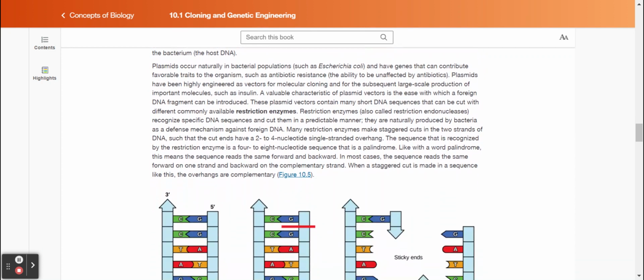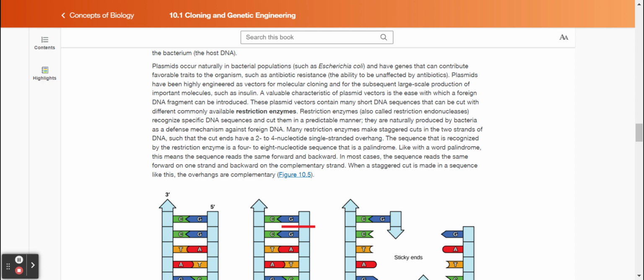Plasmids occur naturally in bacterial populations, such as E. coli, and have genes that can contribute favorable traits to the organism, such as antibiotic resistance, the ability to be unaffected by antibiotics. Plasmids have been highly engineered as vectors for molecular cloning and for the subsequent large-scale production of important molecules, such as insulin. A valuable characteristic of plasmid vectors is the ease with which a foreign DNA fragment can be introduced.